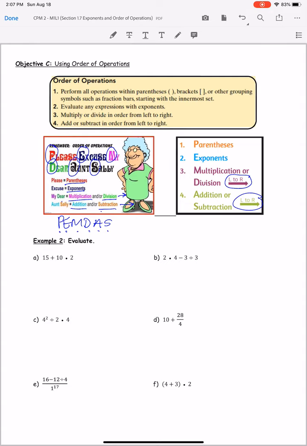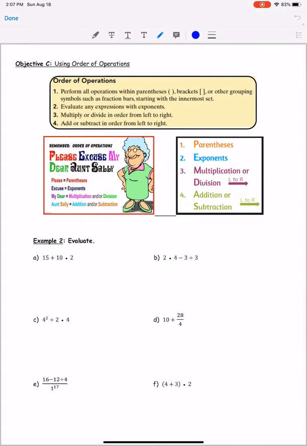Let me get rid of all this first. Okay. So for this problem, we've got evaluate. So I'm going to put my please excuse my dear Aunt Sally. Go down the line here. Is there anything in parentheses? No. So I can skip my parentheses. Are there any exponents? No. So skip this one here.